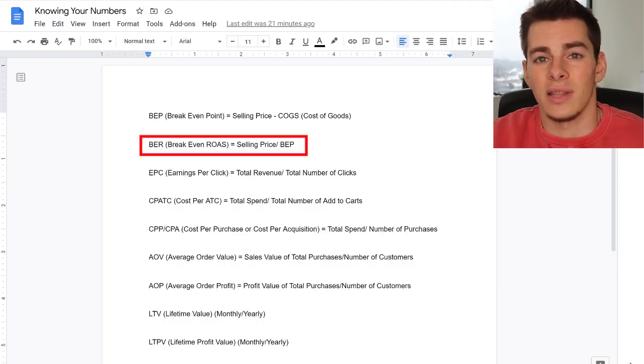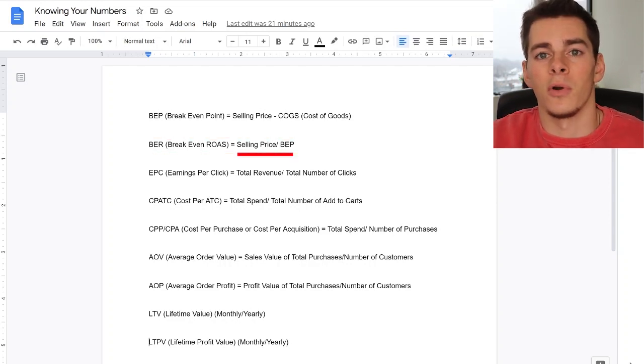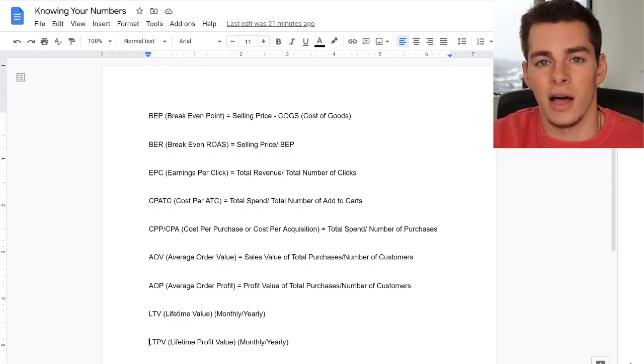Now, the second metric, break-even ROAS, is our selling price divided by our break-even point. Remember, our break-even point is a dollar value and our break-even ROAS is a numeric value. So in that same example, where we get a product for $20 and sell it for $50, instead of doing 50 minus 20, we would now do 50 divided by 30.